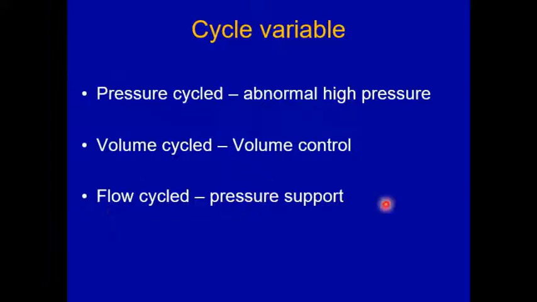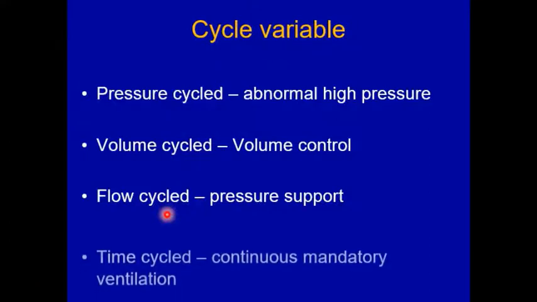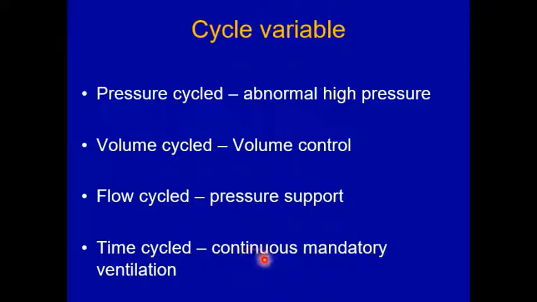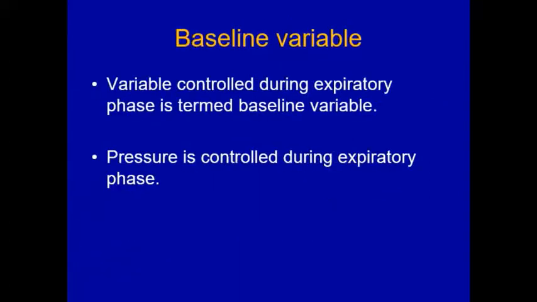In case of pressure support ventilation, flow cycling occurs. That means whenever the inspiratory effort of the patient decreases, that is, when the flow of gas decreases to a preset value, say around 25 to 30%, then the termination of inspiration occurs. Time cycling you get to see in case of continuous mandatory ventilation. So next we have the baseline variable. It is the variable which is controlled during the expiratory phase. So here pressure is controlled during the expiratory phase.